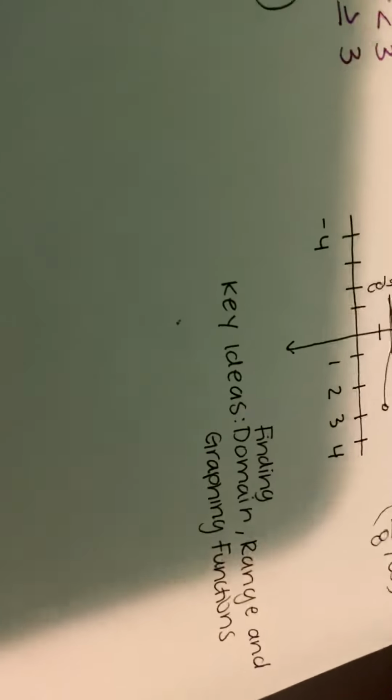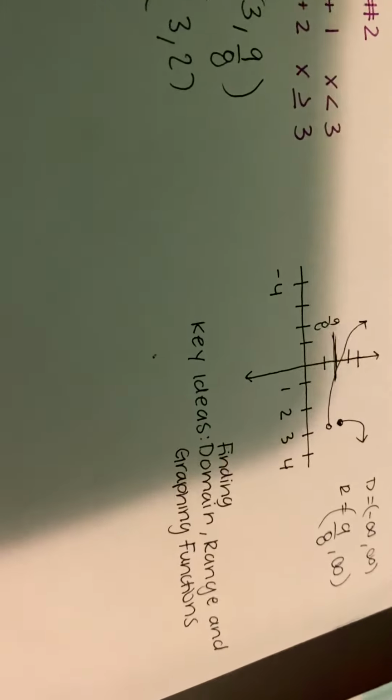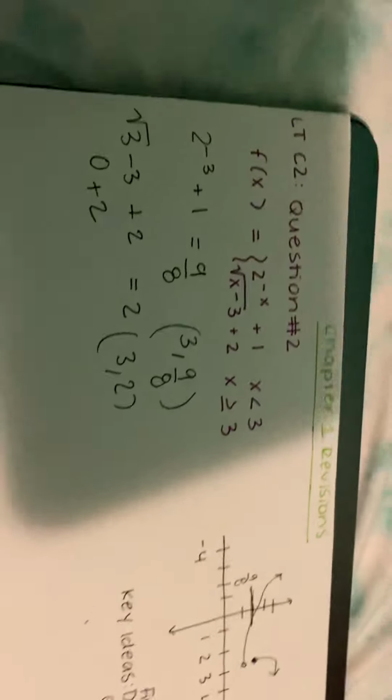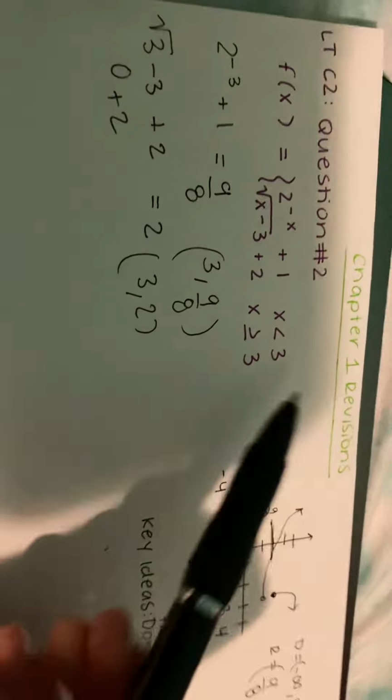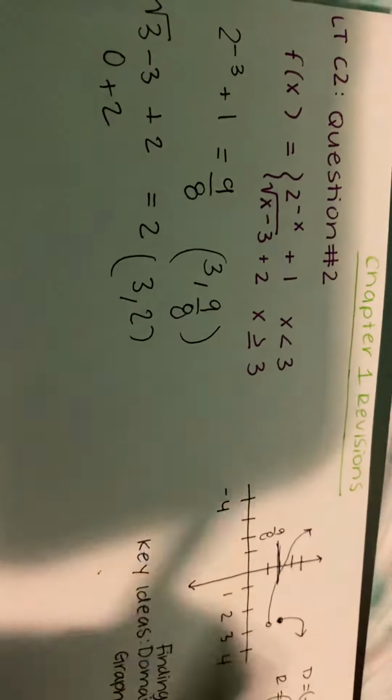And some of the key ideas were finding the domain, range, and graphing a function. And my mistakes were substituting 3 into the x values and then not graphing it at all.